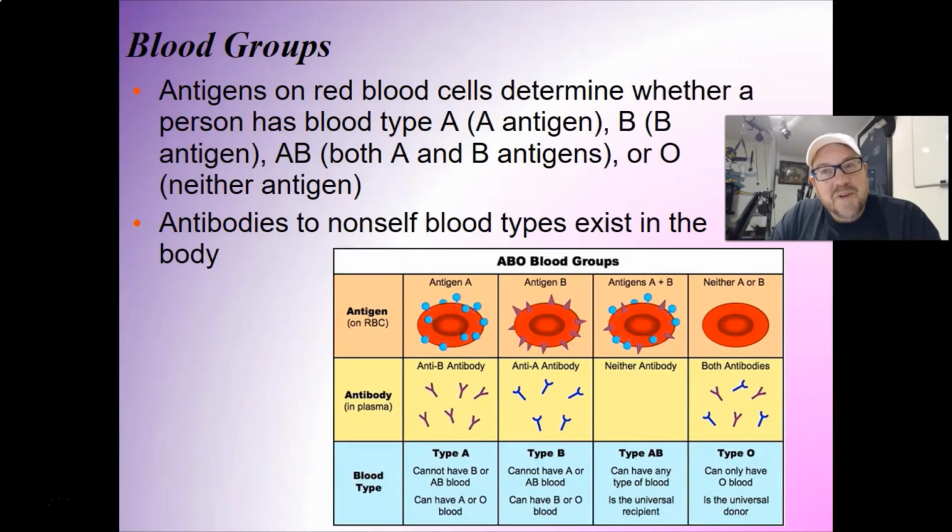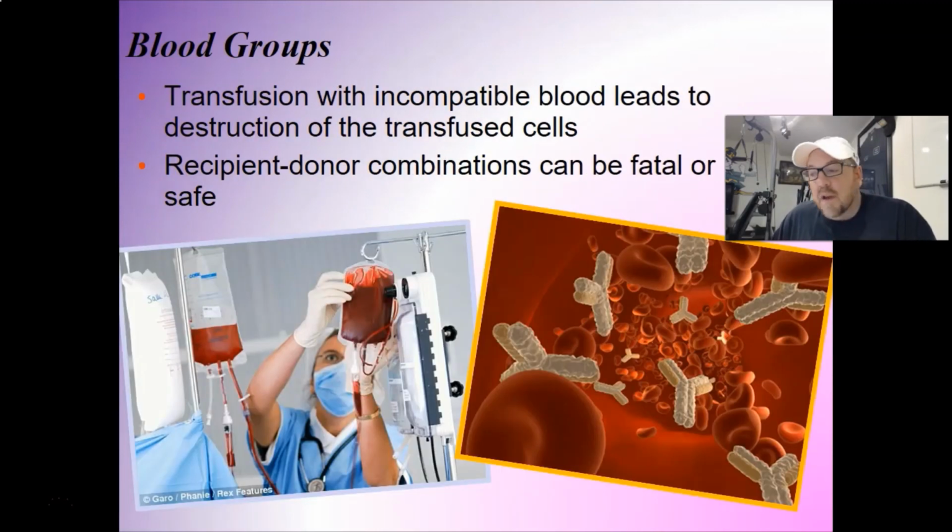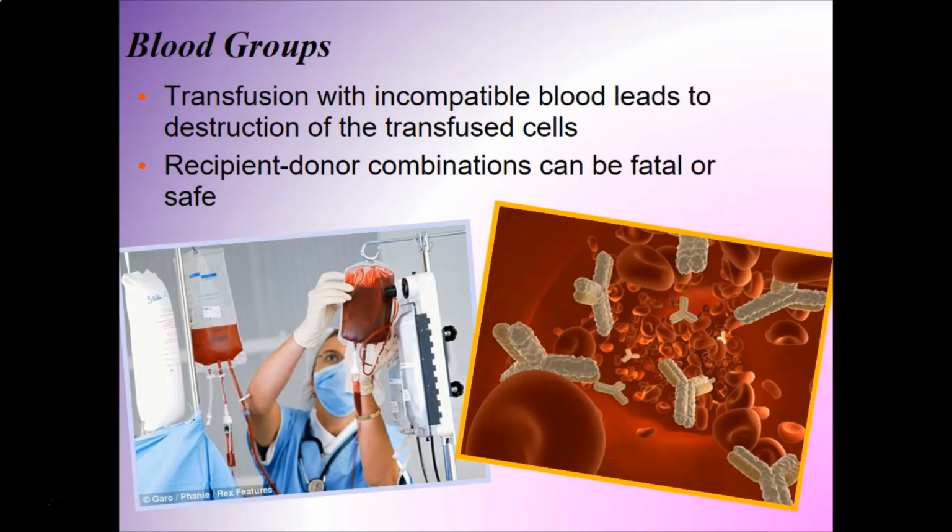Unfortunately for type O, though, you have to get type O because any of those antigens, your immune cells will attack. And it does happen where sometimes you create an immune response through a bad transfusion or through somebody not matching up the blood group correctly, right? So transfusion with incompatible blood leads to destruction of the transfused cells, okay? So if you have recipient-donor combinations going on, they can be fatal or they can be safe, and hopefully people protected it, or double-checked.